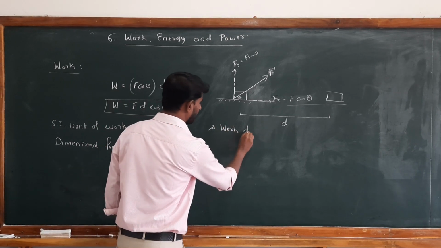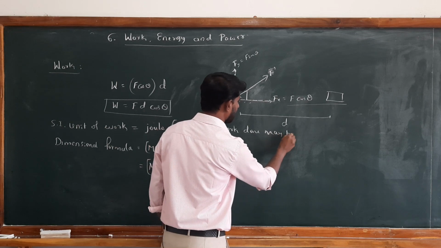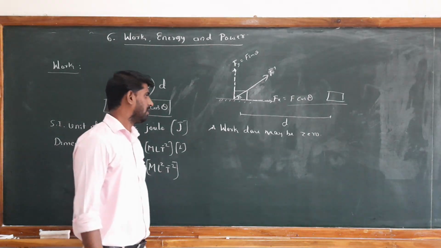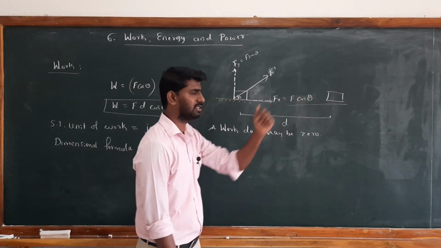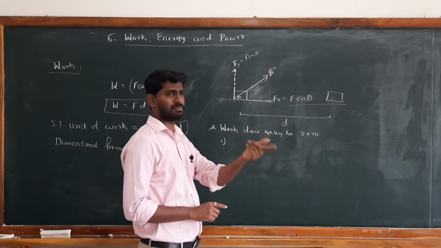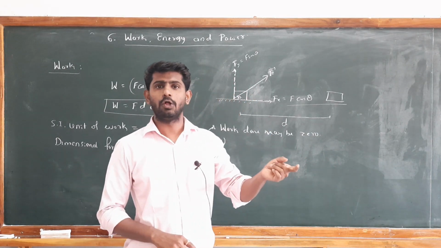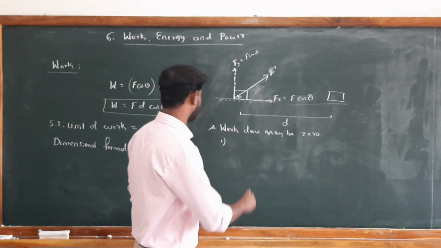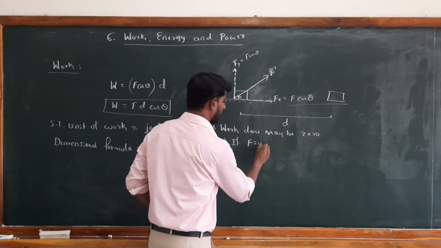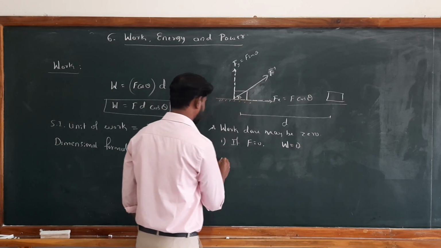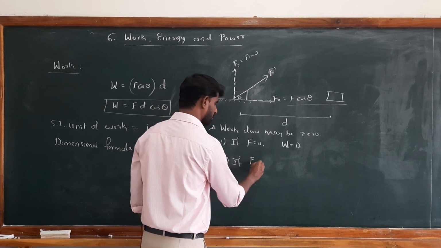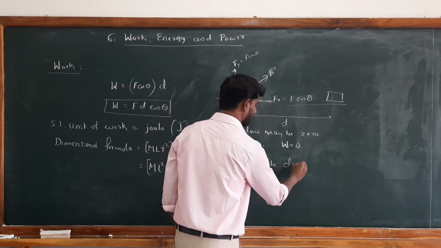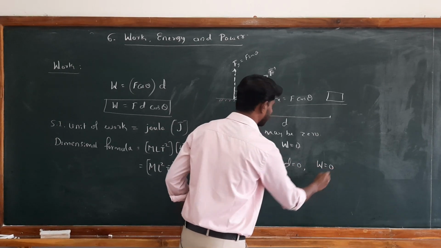Next, work done may be 0, or it may be positive or negative also. See here, when the work done may be 0, there are some cases. If there is a displacement without the net force, if there is no force, then the work done is 0. If there is a finite force and there is no displacement, then also the work done is 0.